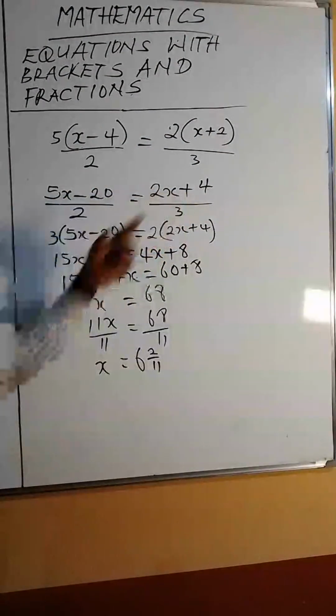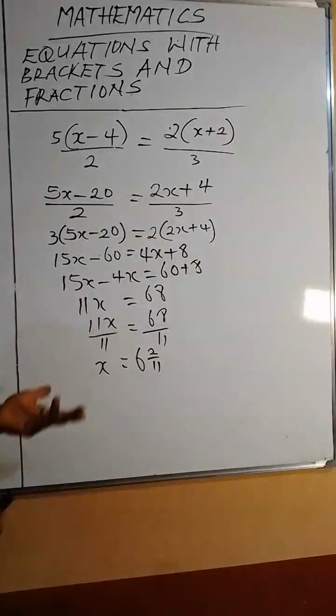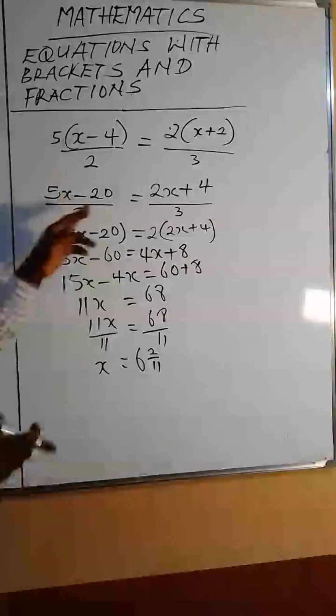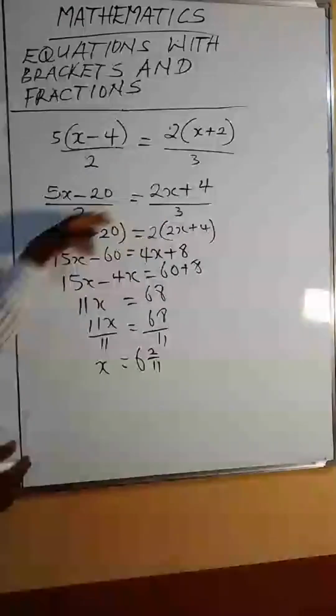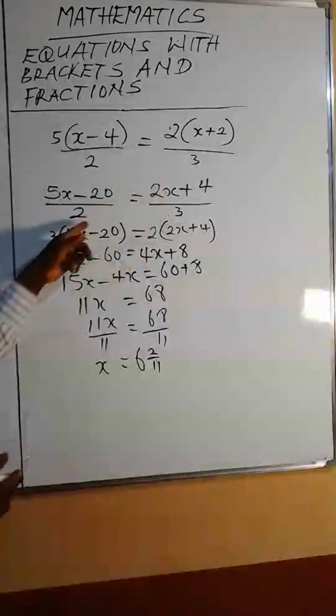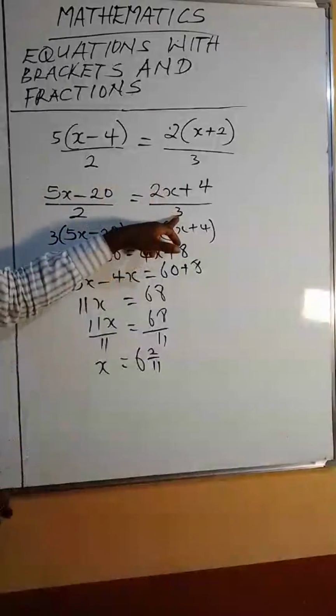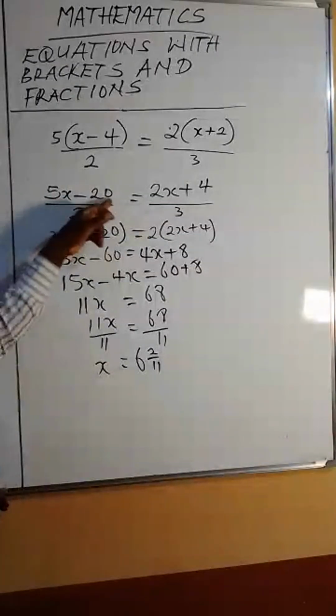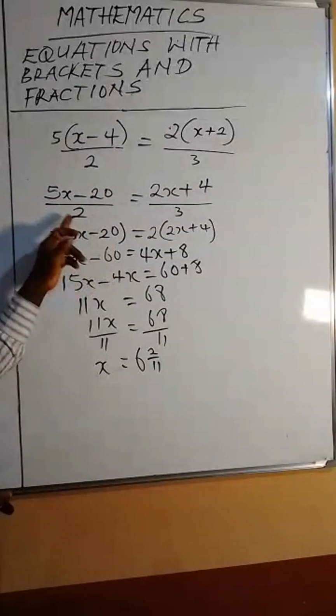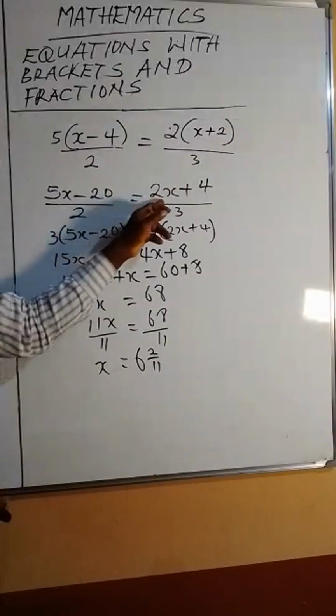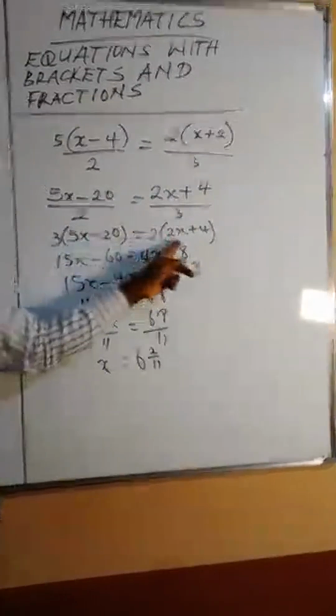Then nothing changes the sign, because we are not multiplying with a negative sign. It's only a negative sign that can change other signs. And so what we'll do next is to cross multiply. So when we cross multiply, 3 here is going to multiply 5x minus 20. That's what we have here. Then this 2 here is going to multiply 2x plus 4. So that was what we got here.